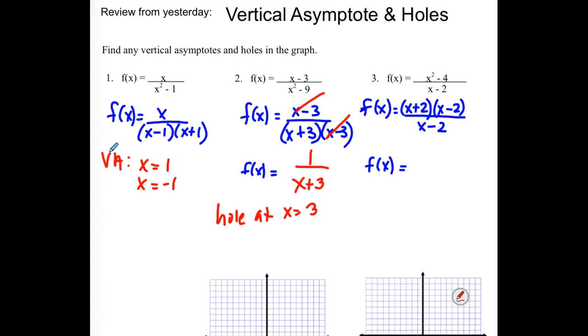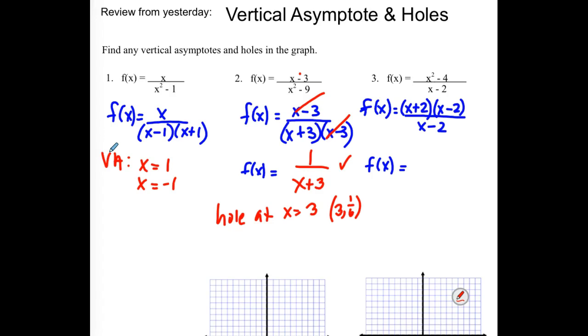Now, a hole is a point. It's just one spot on our graph. So we're going to look today at how we find that location. To do that, we go to our simplified version. We can't put it back into the original one because it was a problem, it made it 0. But we can put the 3 into here, and then we'd have 1 divided by 6. So the y-coordinate of my hole would be 1/6. Does that make sense? So you have to find it using that simplified version.